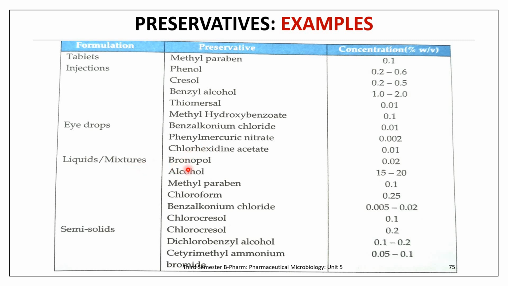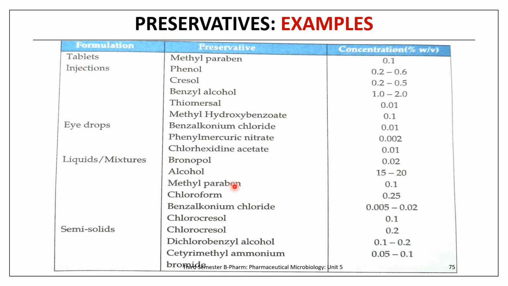And now bronopol, alcohol, methyl paraben, chloroform, benzalkonium chloride, chlorocresol. These are the preservatives used in syrups as well as mixtures, etc. And cresol, dichlorobenzyl alcohol, cetyl trimethyl ammonium bromide. All these are the preservatives used in semi-solid preparations like creams, lotions, etc. So this is very important for pharmacy students to know about the different preservatives which are specifically used in specific pharmaceutical products.